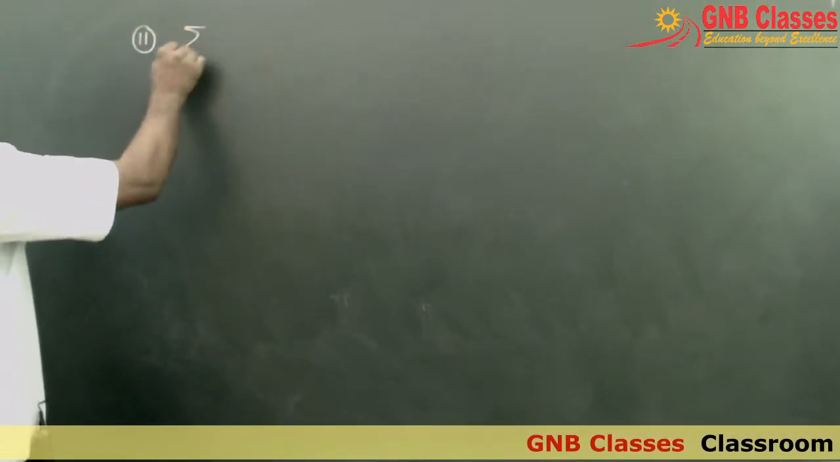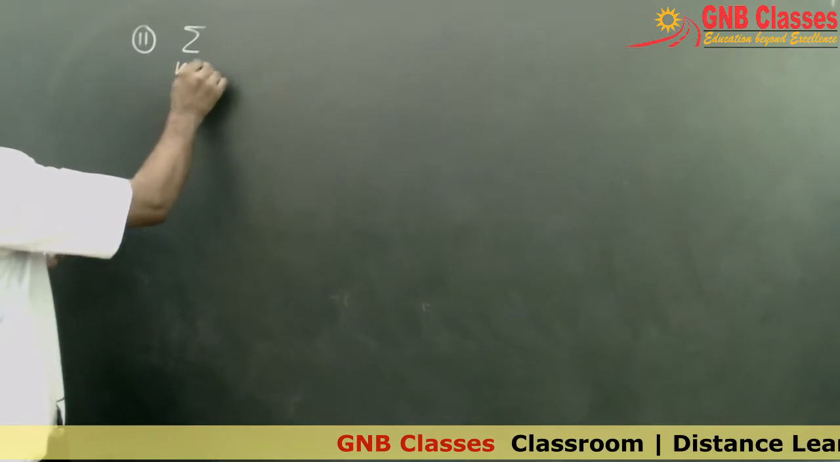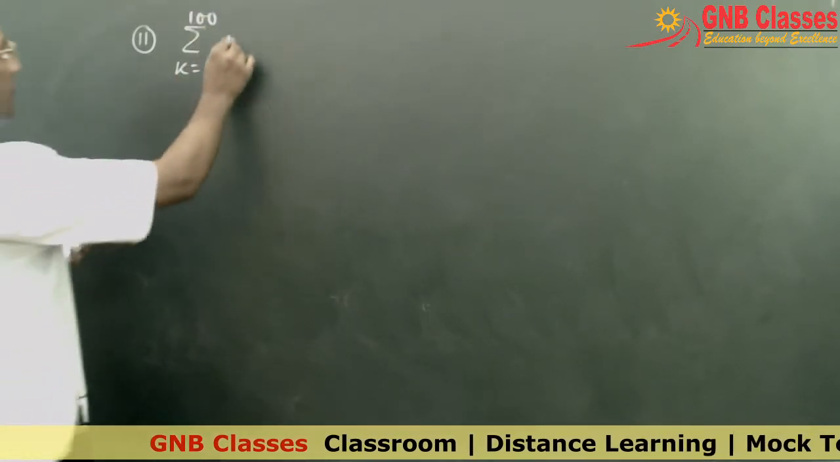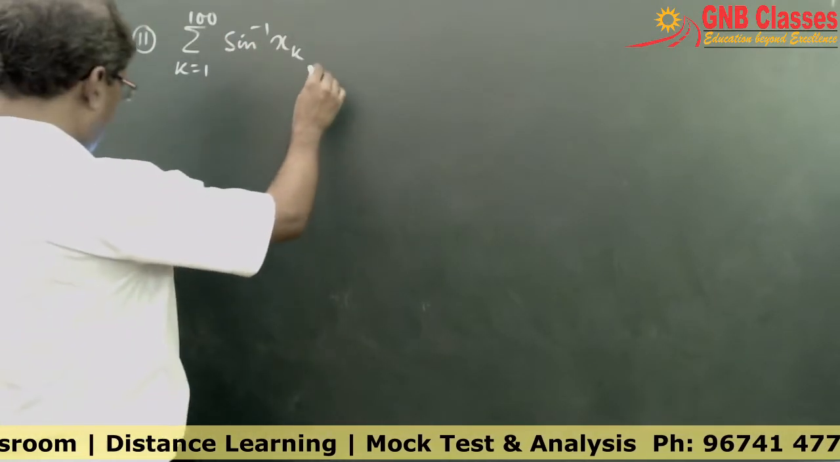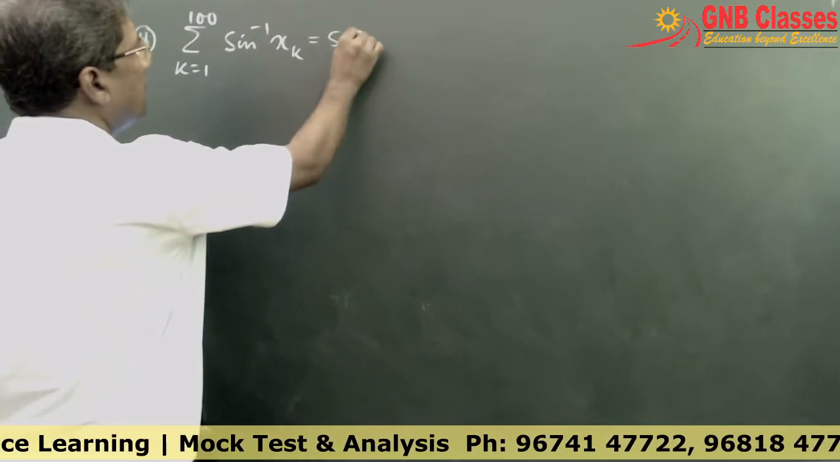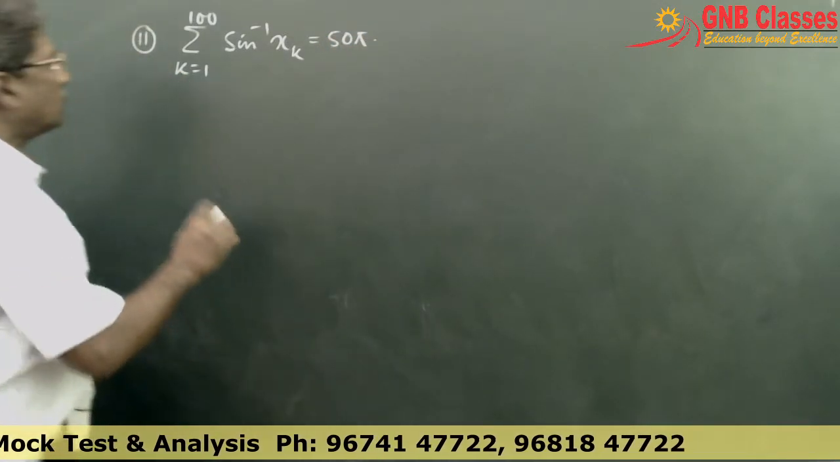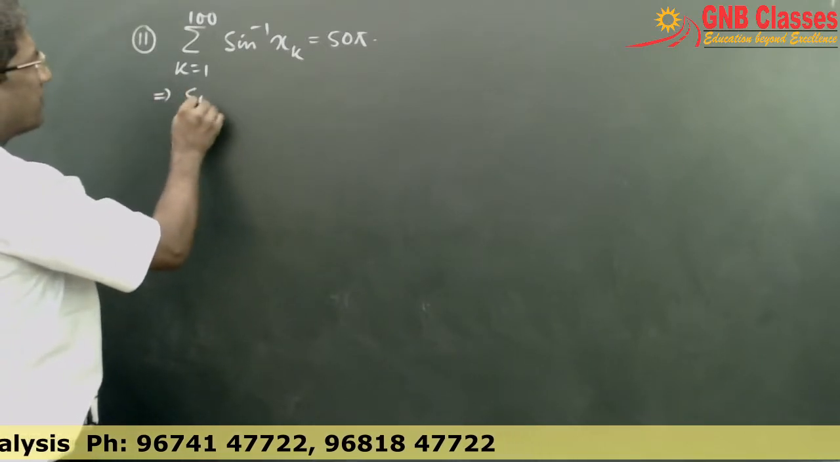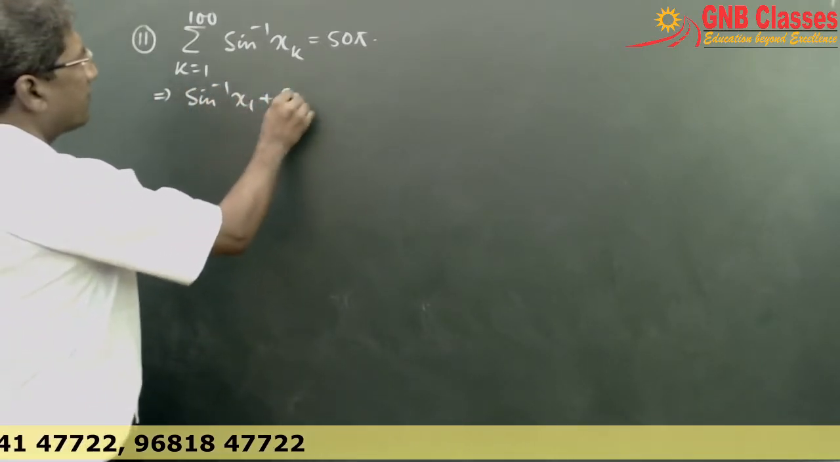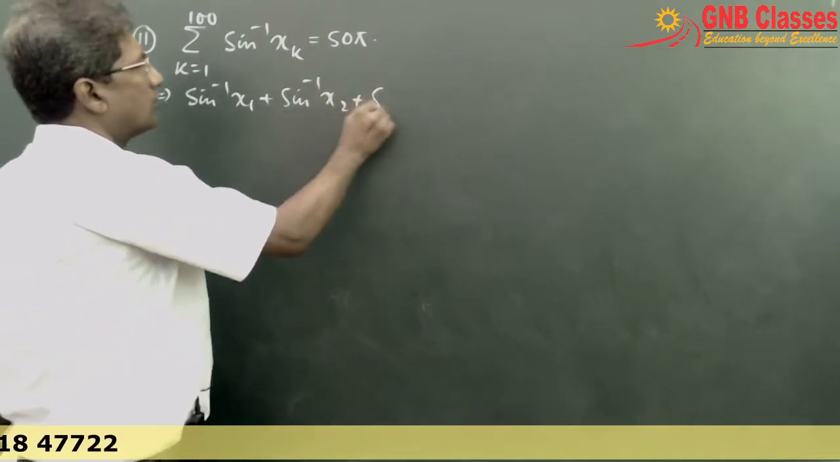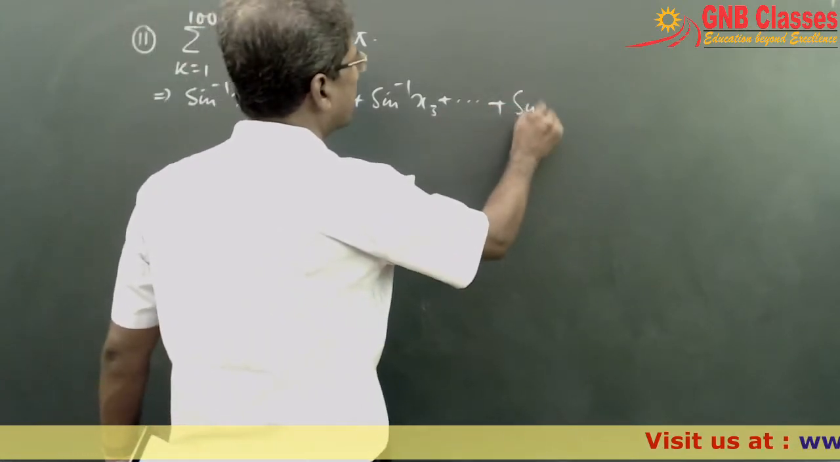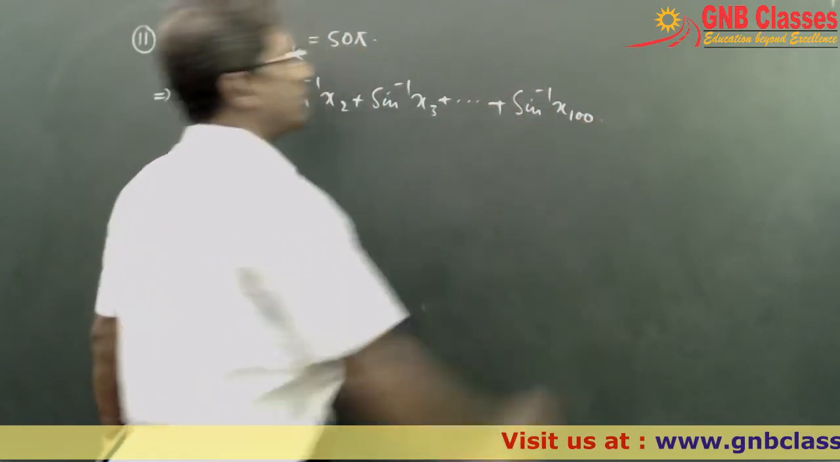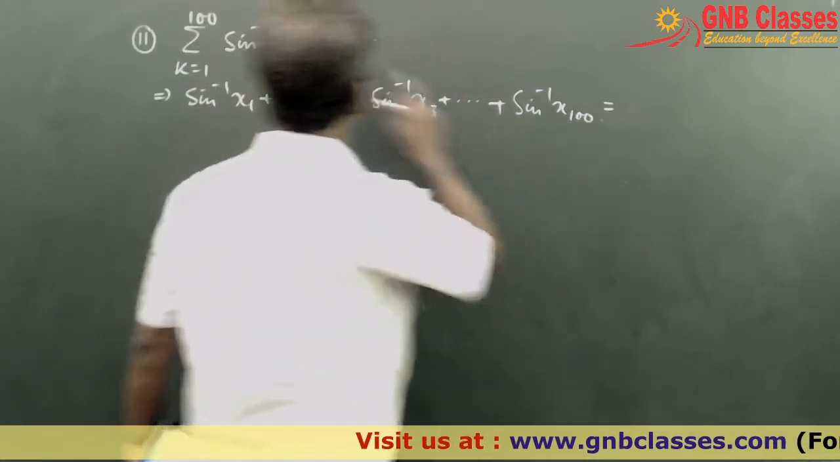Question number 11, they have given us the sum from k equals 1 to 100 of sine inverse x suffix k equals 50 pi. Now, the sum of this thing is what? Sine inverse x1 plus sine inverse x2 plus sine inverse x3 plus dot dot dot sine inverse x suffix 100 equals 50 pi.